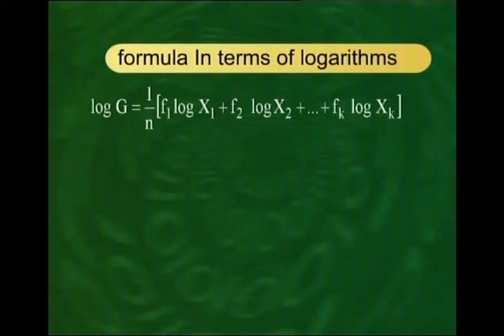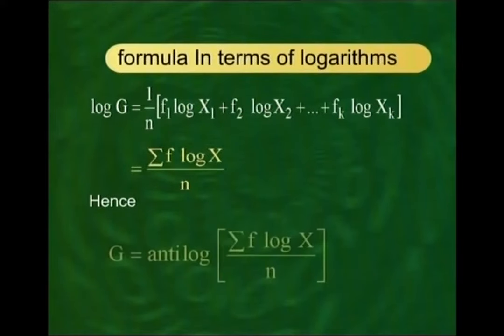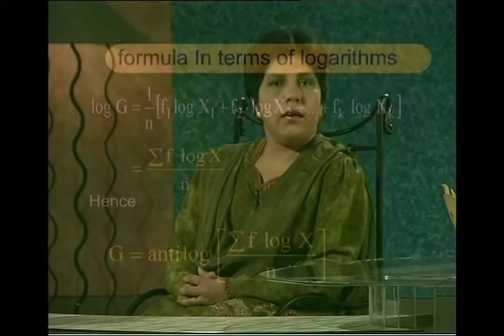In terms of logarithms, the formula becomes log of G is equal to 1 over n multiplied by f1 into log of x1 plus f2 into log of x2 plus so on up to fk into log of xk, which is equal to sigma f log x over n. And taking the antilogarithm, G is equal to antilog of sigma f log x over n. Obviously, this formula is much easier to handle than the first one in which we had to take all those powers.